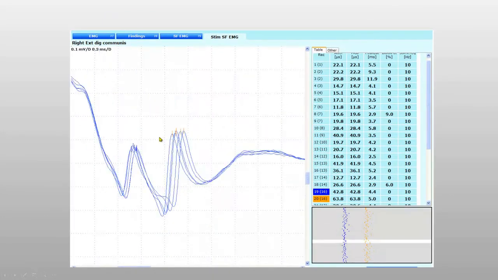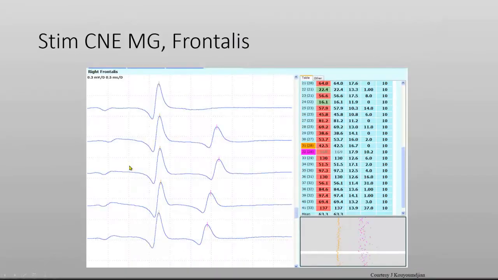Here's a recording from a patient with myasthenia with increased jitter, 64 on this one and 43 on this one. And here is another recording from a patient with myasthenia where there is a dropout of some components here during the recording. This can either be due to an insufficient stimulation strength, or it can be a neuromuscular problem.